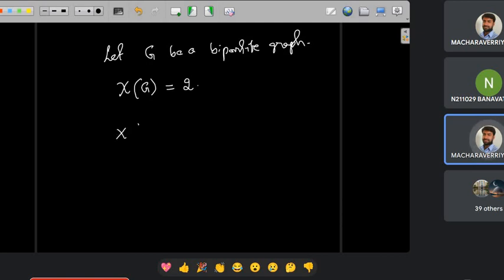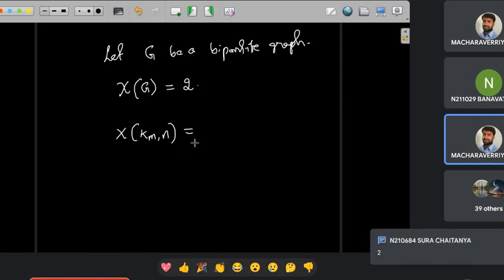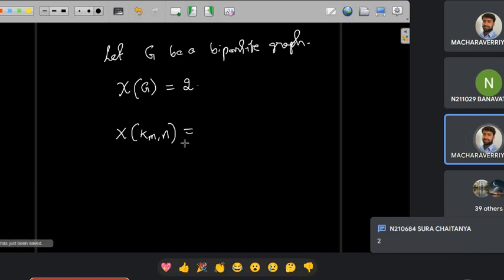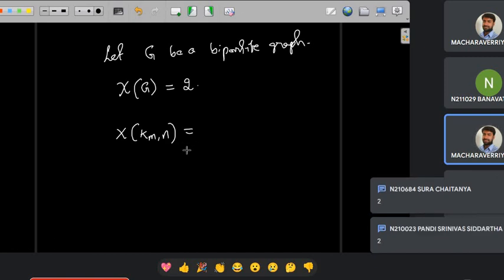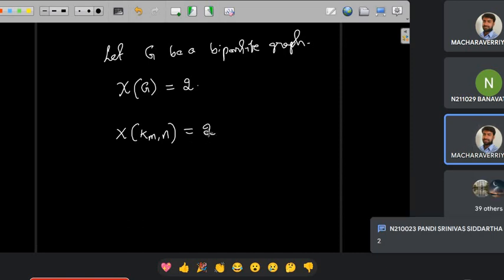Even if you look at the chromatic number of Kmn, that is the complete bipartite graph, what is the chromatic number of Kmn? That is 2. That's it. Because you can forget about whether it is complete or not. First of all, it is a bipartite graph. Okay. All bipartite graphs have chromatic number 2, whether they are complete or not.